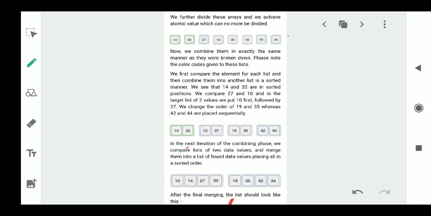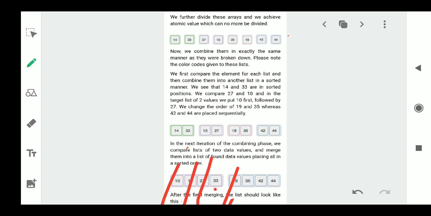So see here, what are the elements that are not here? 10 we have taken into the list. 14 we have taken. 19 also we have taken. Now we are comparing 27 and 35. 27 is smaller. What will we do? Since 27 is smaller, we will take 27 into the array.